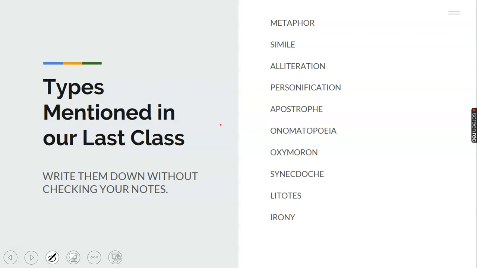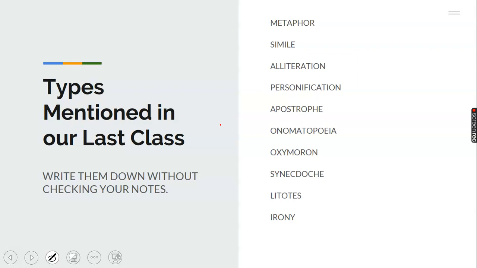Then personification. I said this is where you give the attributes of a human or living thing to a non-living thing. When you say the sun is smiling, S-U-N, the sun is smiling. The sun cannot smile. You're just saying the sun is shining briskly. But because you have given the attributes of a human to the sun, you have personified it.